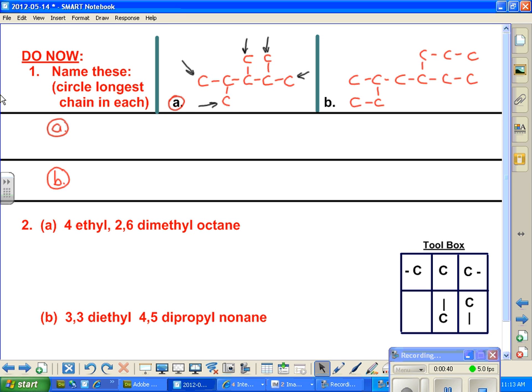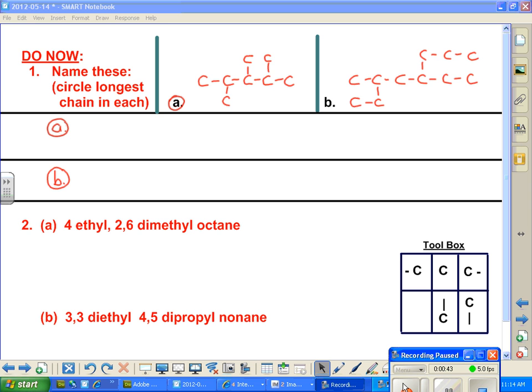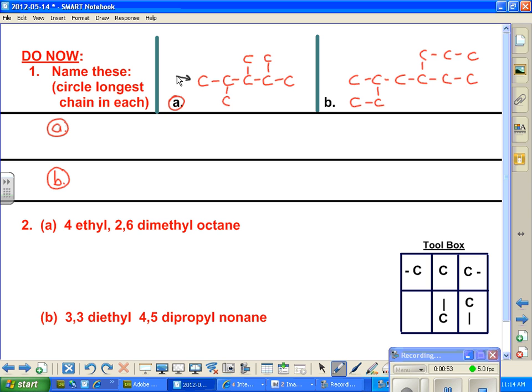Let's look at that and get rid of the marks for a moment. And now we can see, first of all, how to get started. Let's assume we start here. We could call this carbon 1, and then we could go from carbon 1 to 2 to 3 to 4 to 5. That would be 5. So let's try starting from here. 1, 2, 3, 4, 5. Wow, they're both 5.